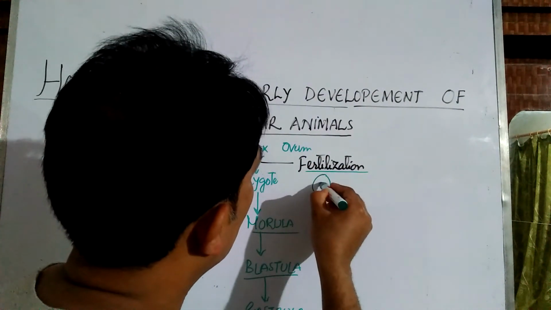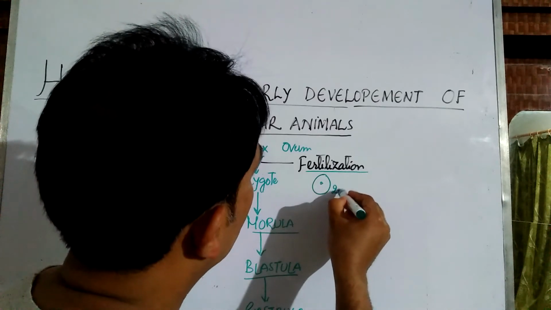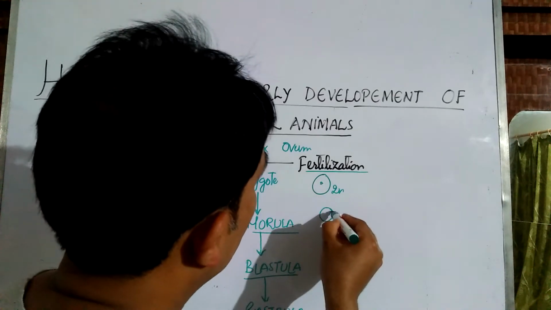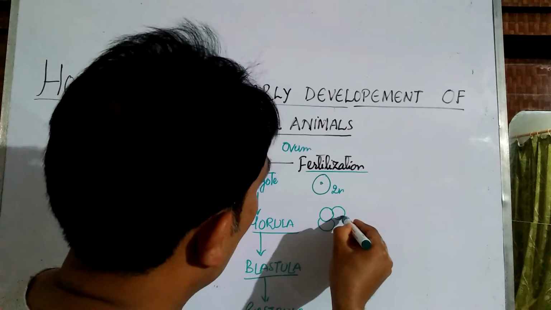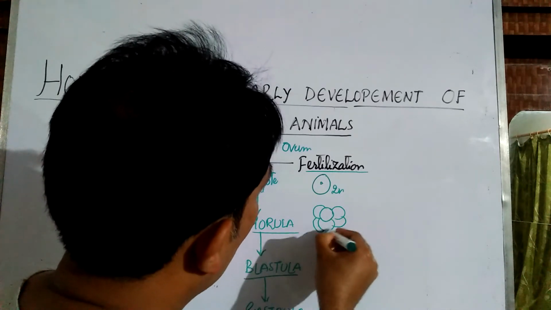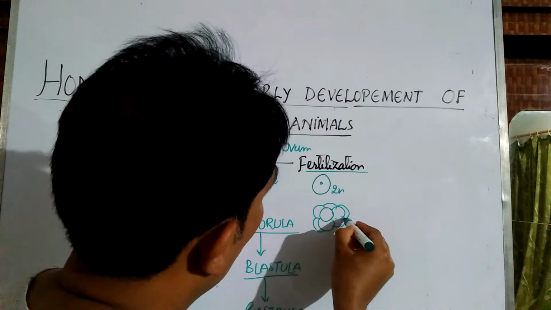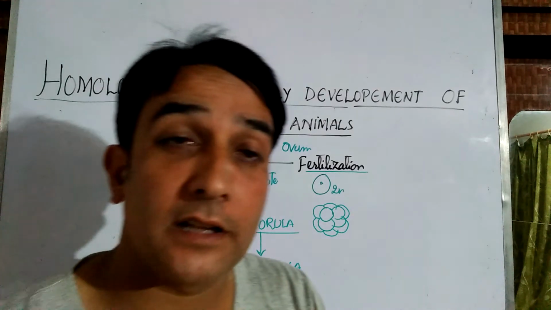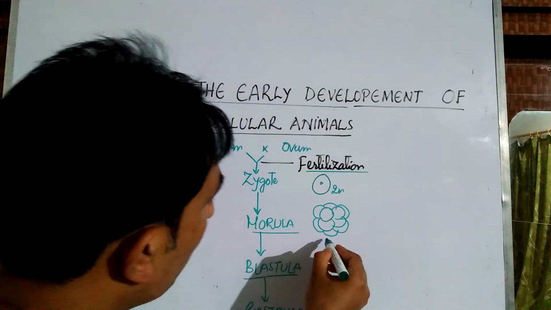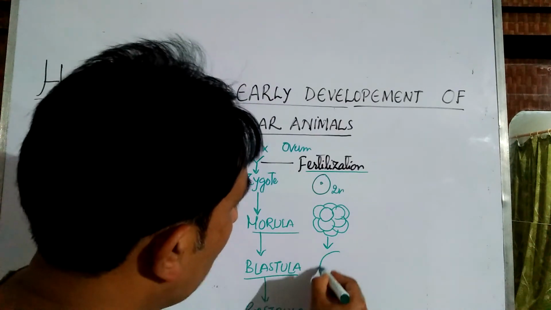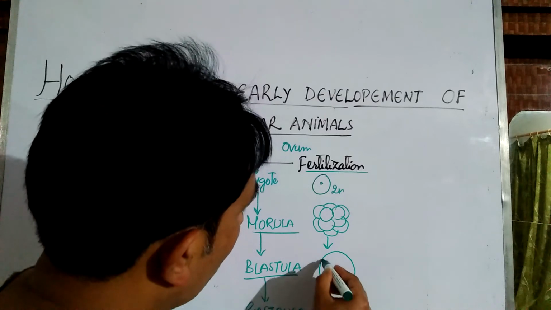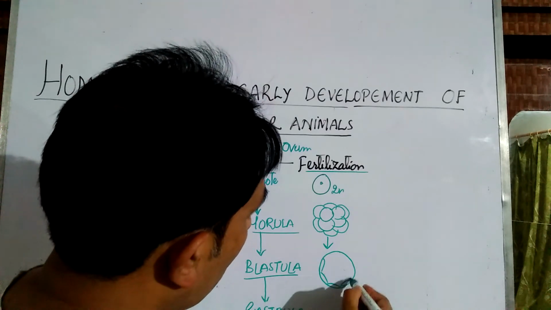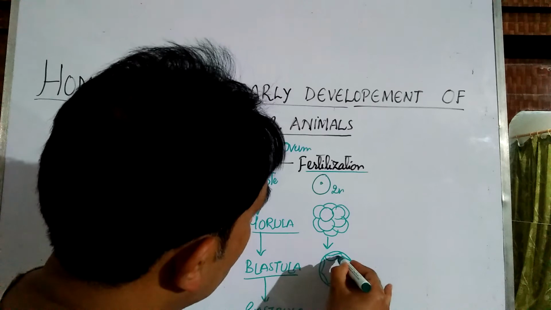For example, this is the zygote. It is the diploid cell zygote. Then there is what we call the morula. It is the solid ball of blastomeres. You may understand it like this. These are the blastomeres, and this is the morula, and the morula then changes into what we call the blastula. This is the blastula.